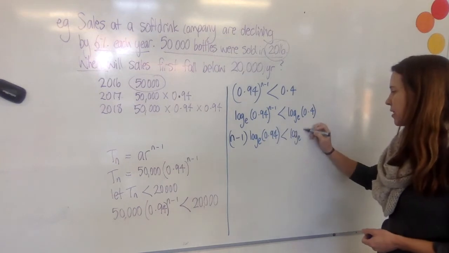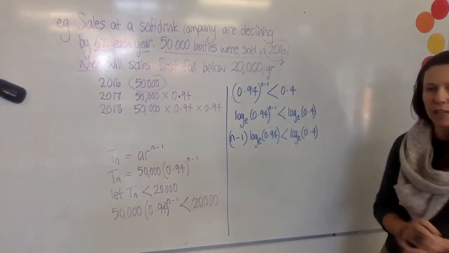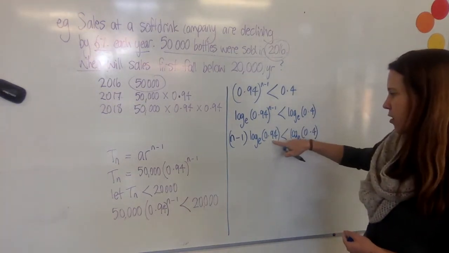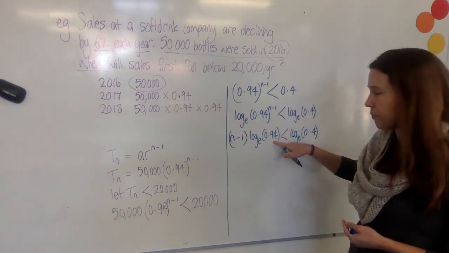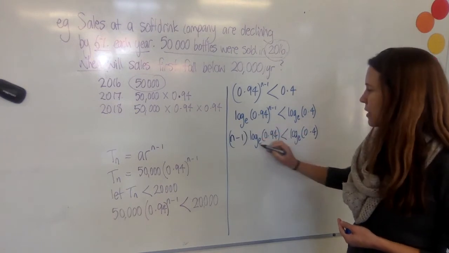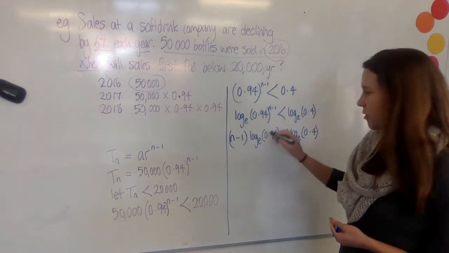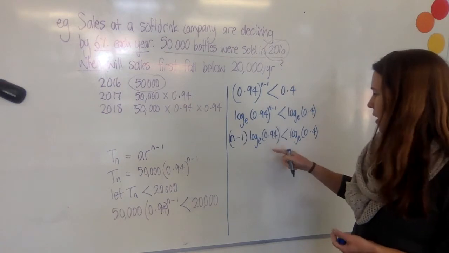But on the next line, you need to be careful. What you need to be careful of is that if you're taking the log of a number that's less than 1, and here we've got 0.94, this term here is actually negative. You can chuck this into your calculator now if you want to just check.